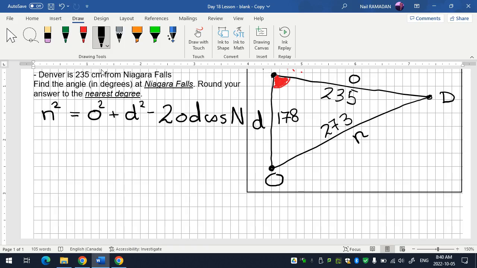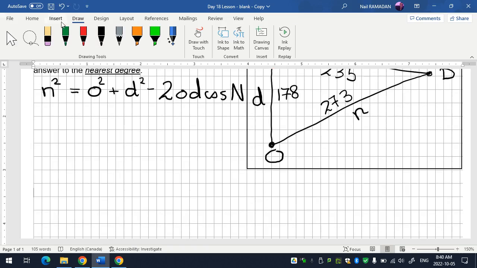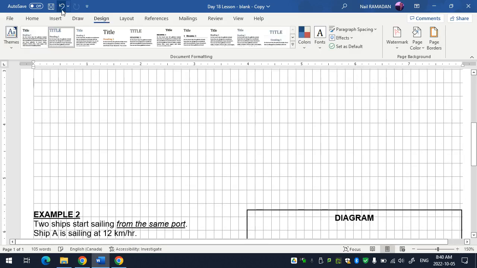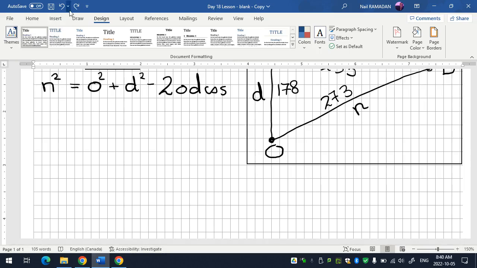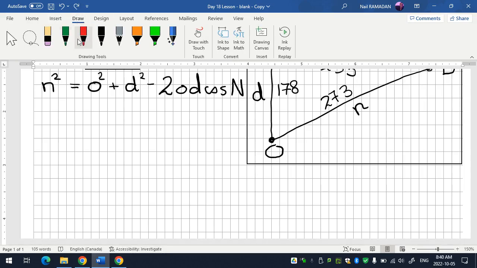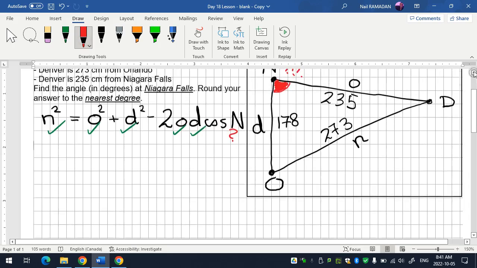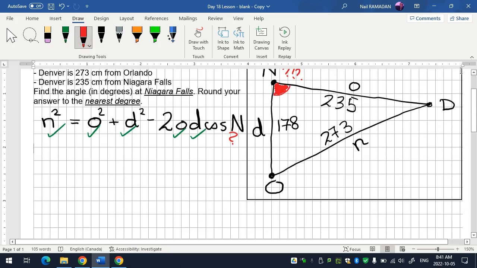Okay, which ones do we know here? We know all of them except for what? Which n do we not know? The capital N. Great. So I'm going to put check marks here. Check mark, check mark, check mark, check mark, check mark, question mark. Okay. Plug in the numbers. Okay. n is how much? 273.